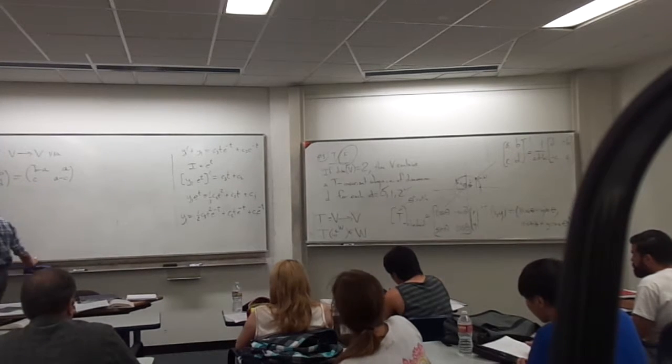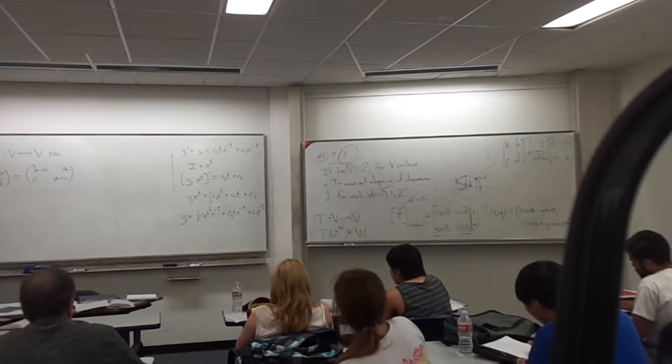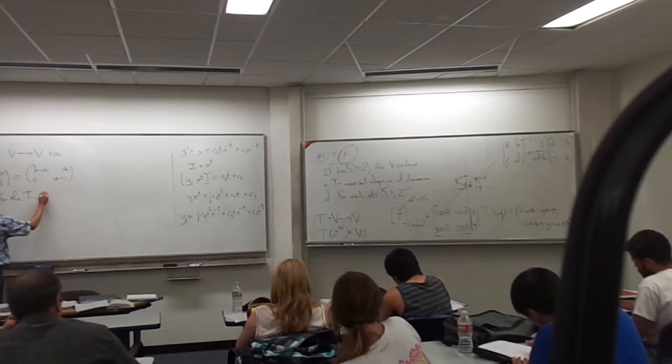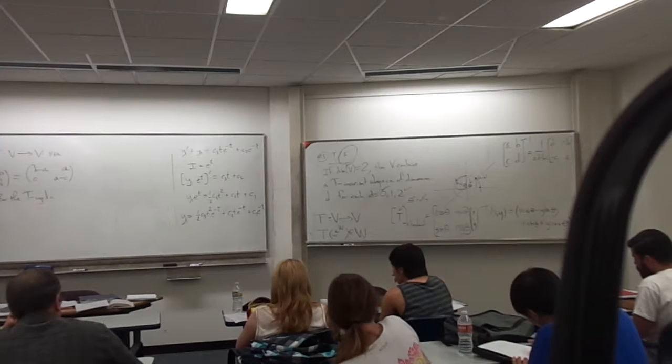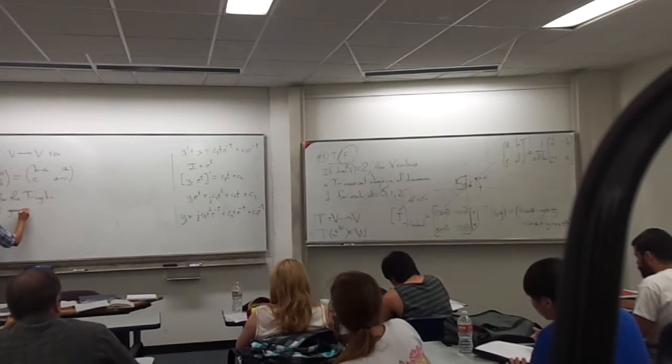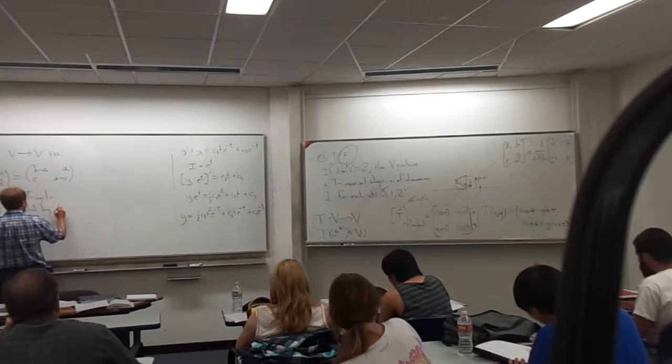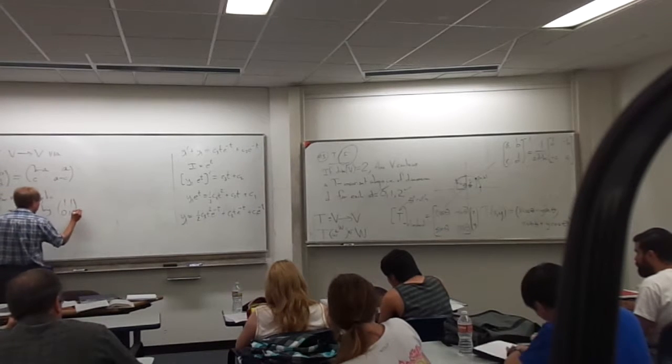Here's what I want to do, and this is quick. Find a basis for the T-cyclic subspace of V generated by the vector (1, 1, 0, 1).